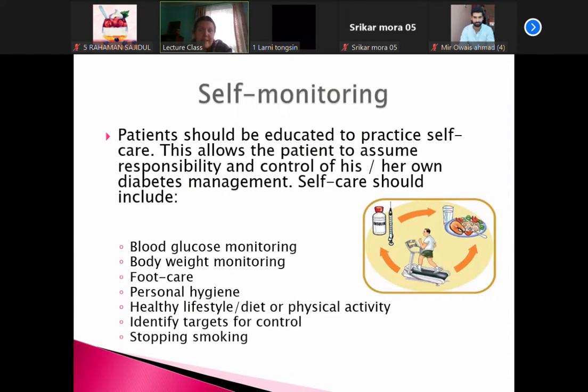The next step is self-monitoring. What does it mean? Patients should be educated to control their glucose at home with the help of a glucometer. But self-control is not only the glucometer. It is also control of body weight, control of blood pressure, food care, quitting smoking. Lifestyle and diet mean the person by himself or herself controls all these moments.